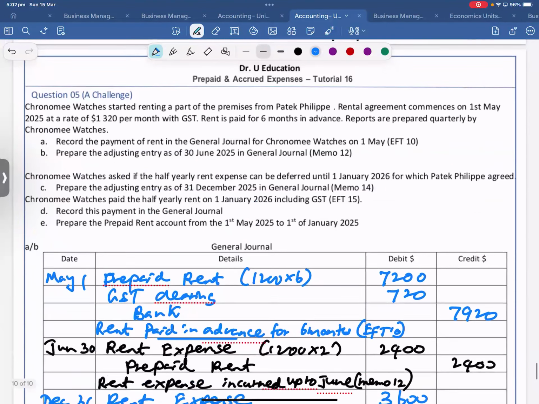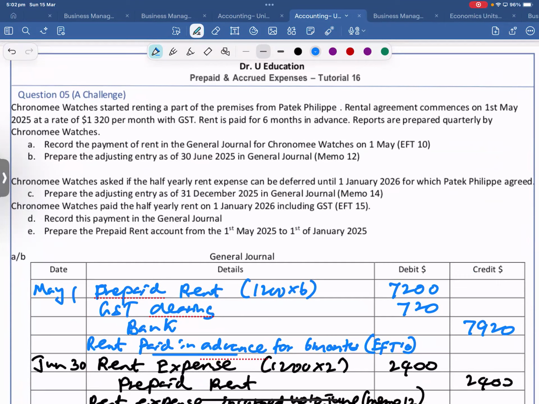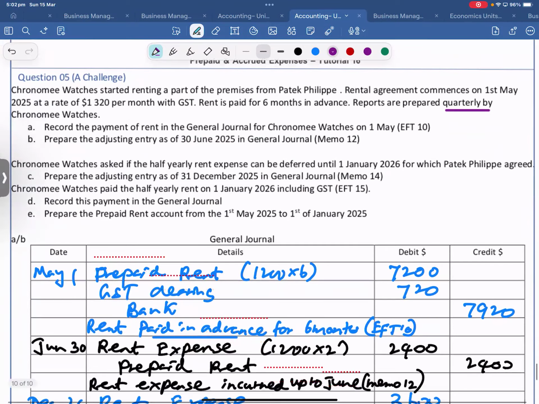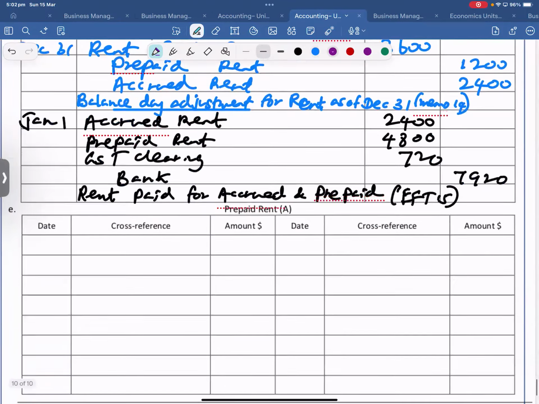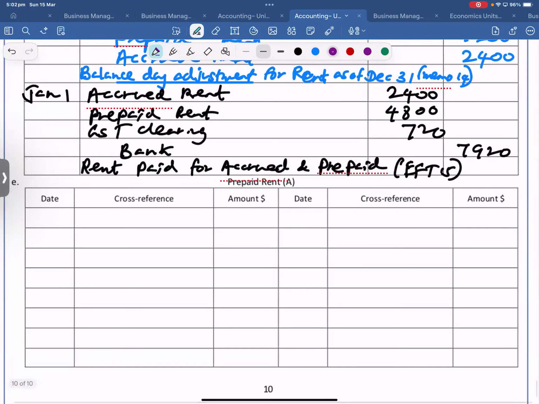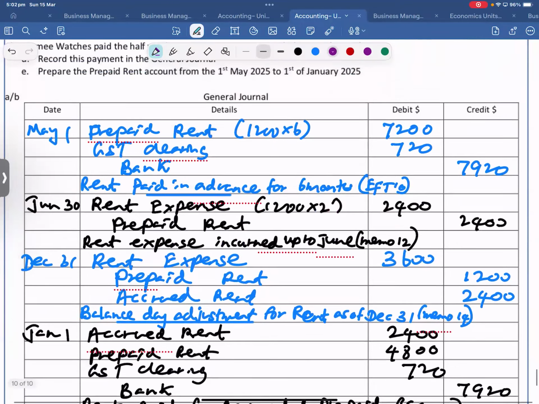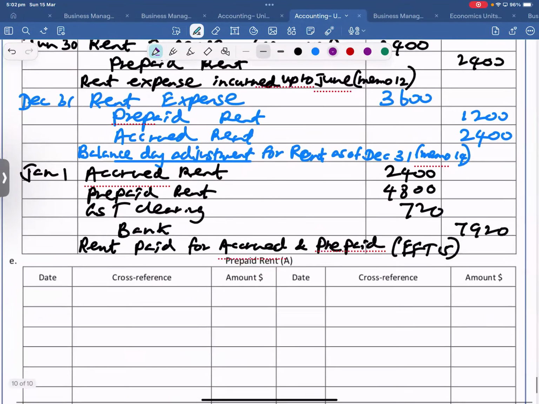Right. Now have a look. How often do they prepare the reports? Quarterly, right? Okay, so three times. Why? Because you are going to come across the balancing or closing of the ledger account three times.